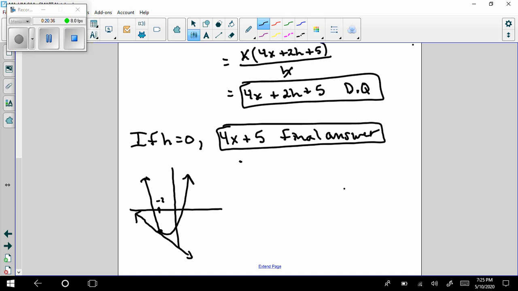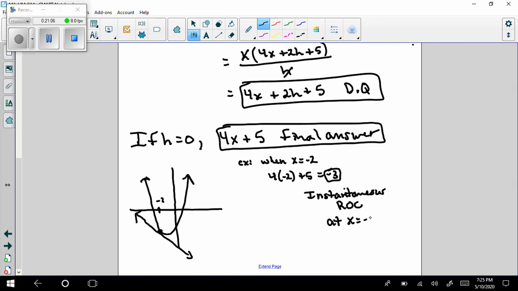Okay, so for example, when x equals -2, I have 4 times -2 plus 5, which is -3. So that is my instantaneous rate of change at x equals -2. So it is the slope of the tangent line.